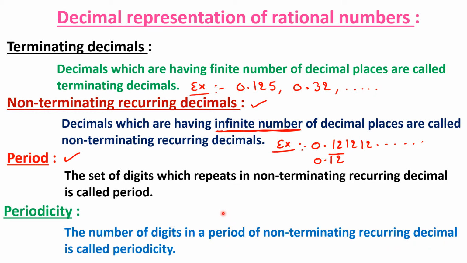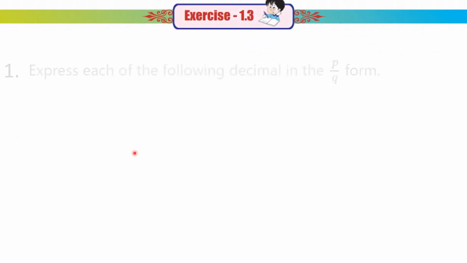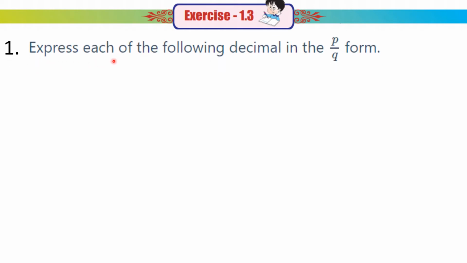Okay children, let us see exercise 1.3. The first question: express each of the following decimals in the P by Q form. Here they have given 0.57. We already know from previous classes that decimals can be converted into fractional form, right? So these terminating decimals we can also write in the P by Q form like that.